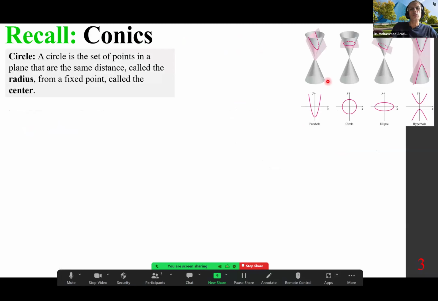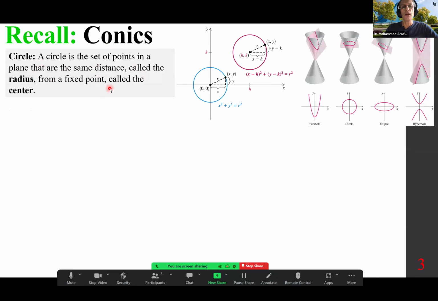Recall when we were dealing with the conics and how we came up with those. Definition. Circle. A circle is the set of points in a plane that are the same distance, called the radius, from a fixed point called the center. So if the center is at 0, 0, the formula is x squared plus y squared equals r squared. This is the standard form. If it's centered at h and k, the formula is x minus h quantity squared plus y minus k quantity squared equals r squared.